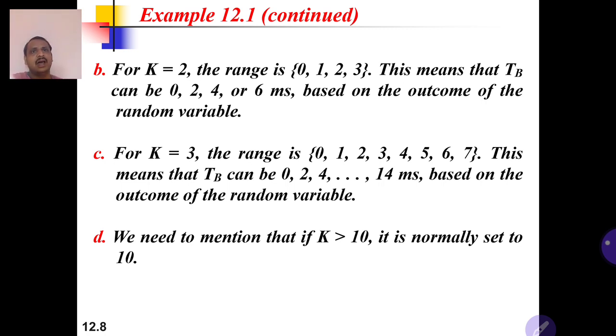K max is 10 or 15, the maximum number. Even after 10 iterations, if your data has not yet succeeded, then the maximum number of collisions has occurred in this channel. You come out of the operation, abort it for now, wait a long amount of time, then resume your operation. That's the way it is done in the Aloha protocol.